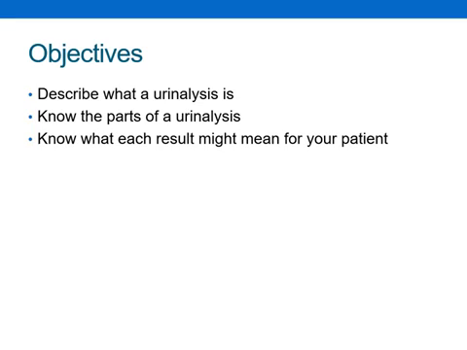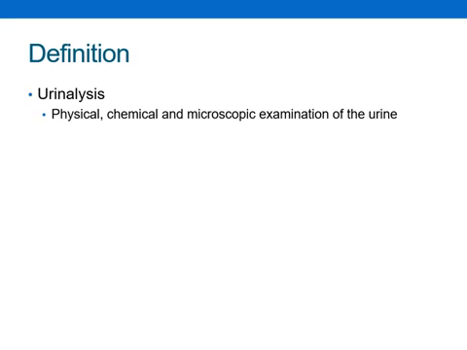The objectives of this talk are to describe what a urinalysis is, each part of the UA, and what the results might mean for your patient, or how to interpret the results of a UA. So to start, what is a UA? A UA is the analysis of a patient's urine through visual, chemical, and microscopic evaluation.